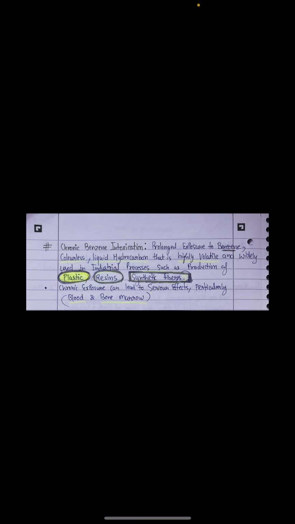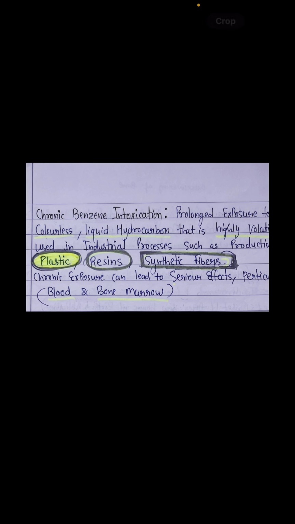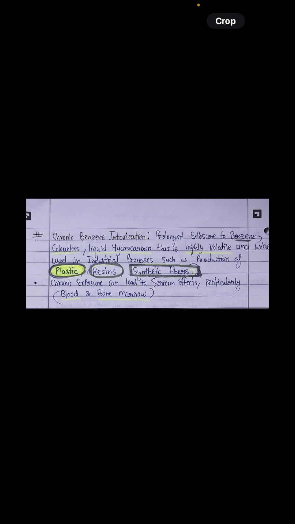Next is chronic benzene intoxication. Chronic benzene intoxication is basically prolonged exposure to benzene or benzene compounds, or let's say aromatic compounds. People who are working in plastic, resin, or some sort of plastic factories are more prone to chronic benzene intoxication. Chronic exposure can lead to serious effects, particularly in the blood and bone marrow.